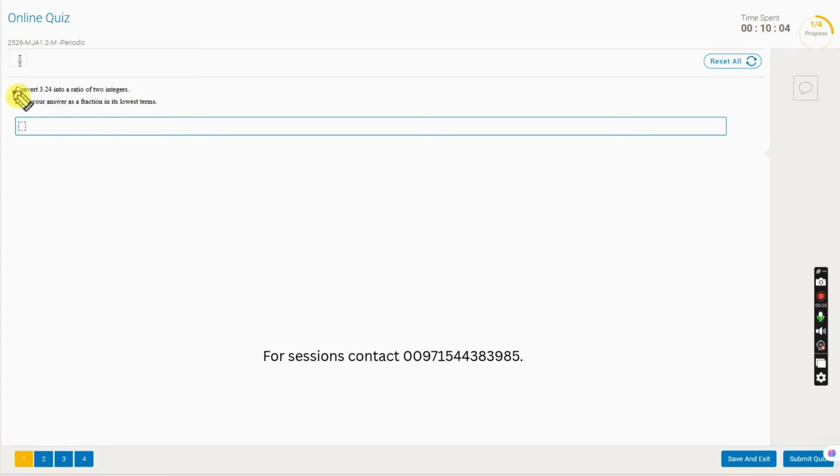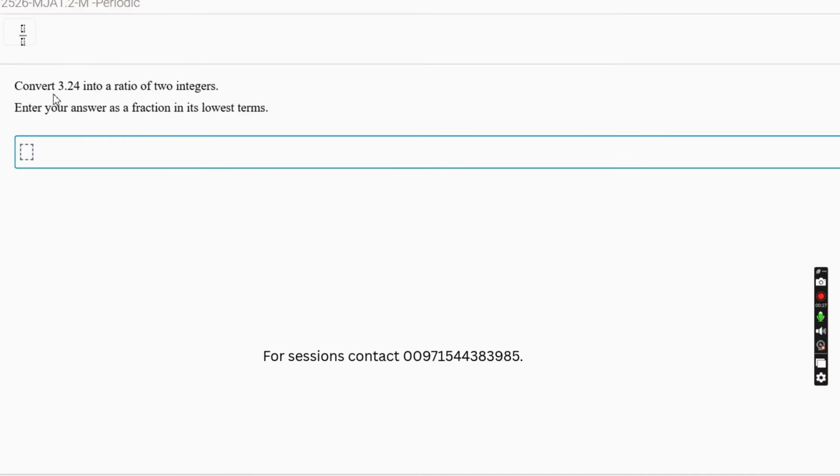So now convert 3.24, let me zoom in. Convert 3.24 into a ratio of two integers. Remember, there are no repeating decimals that will come ahead of this. So the concept here is about decimals and converting them into integers. In here, what will you do with 3.24?